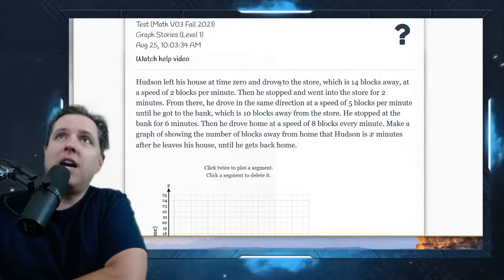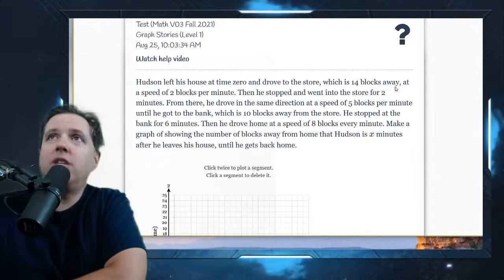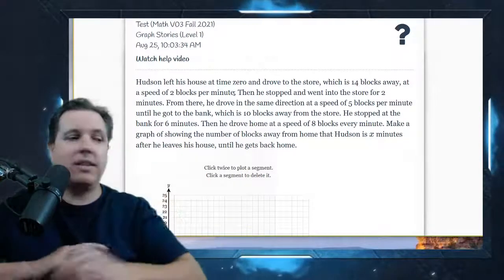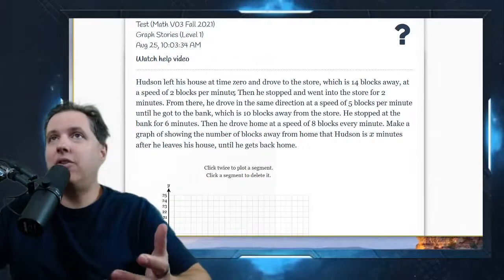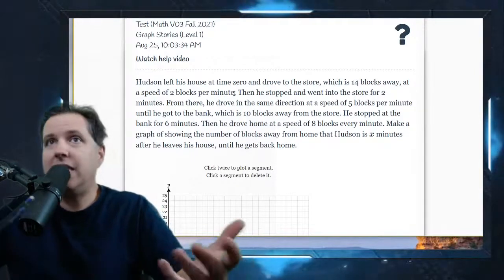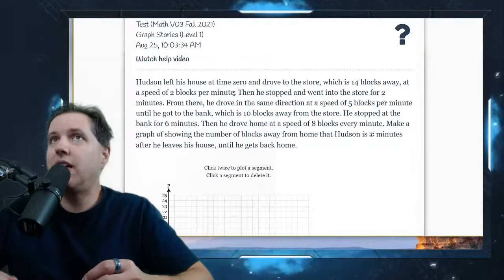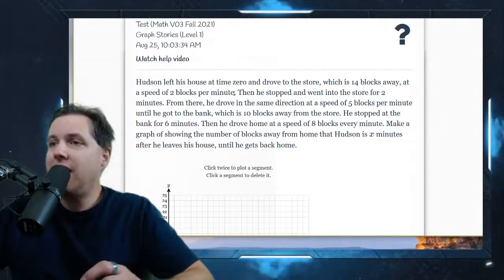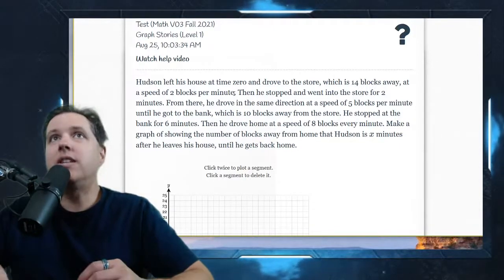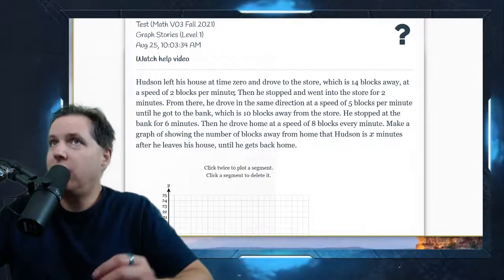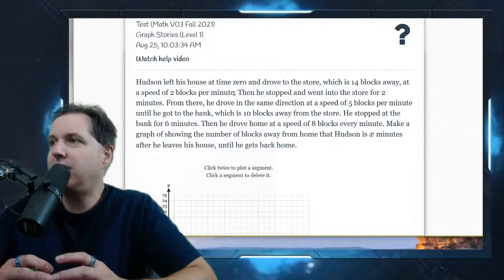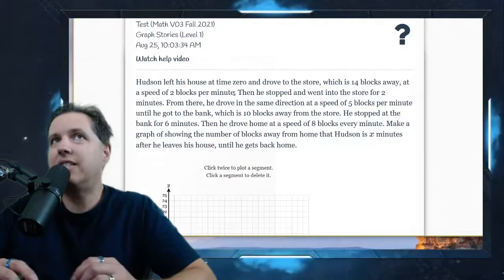Hudson left his house at time 0 and drove to the store, which is 14 blocks away, at a speed of 2 blocks per minute. Now, what I would recommend, this is what I would do. I'm not doing it now because I can only show so many things on the screen at once. But if I'm doing this problem, in fact, I did this in my office when I was helping a student the other day, I'm going to take each one of these sentences and convert it to a little bit of data on my paper. It's like notes. You're trying to take this paragraph of 6 sentences and boil it down into a few phrases that you can read and still get that same information.